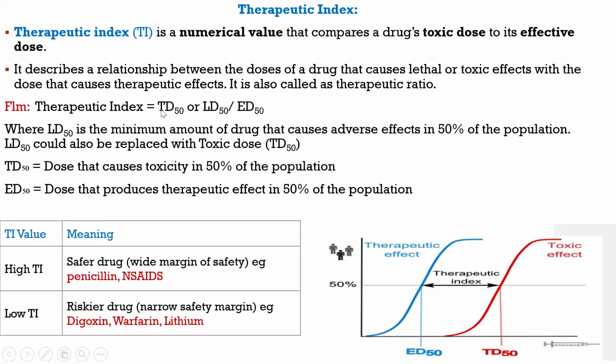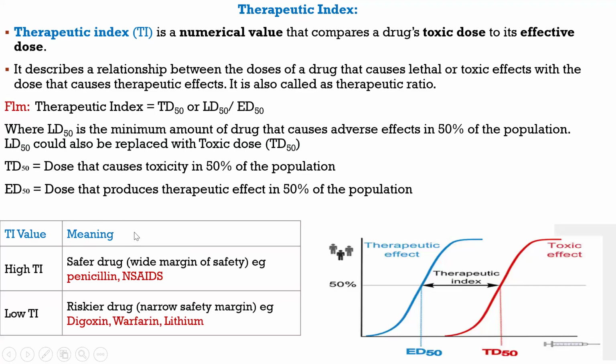So the formula for calculating it is the toxic dose or the lethal dose, all over the effective dose in 50% of the population. So this is the formula for calculating the therapeutic index. So it's a ratio between the lethal or toxic dose over the effective dose in 50% of the population. All right.